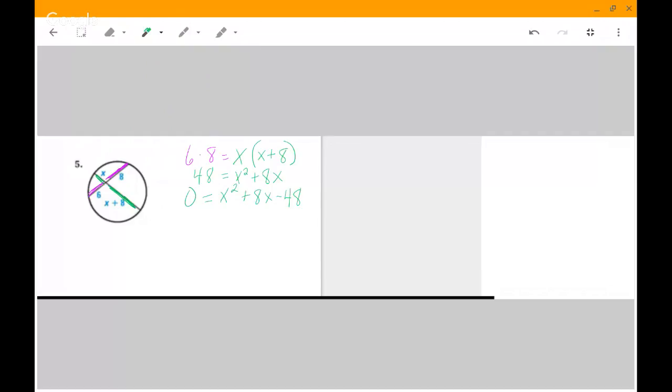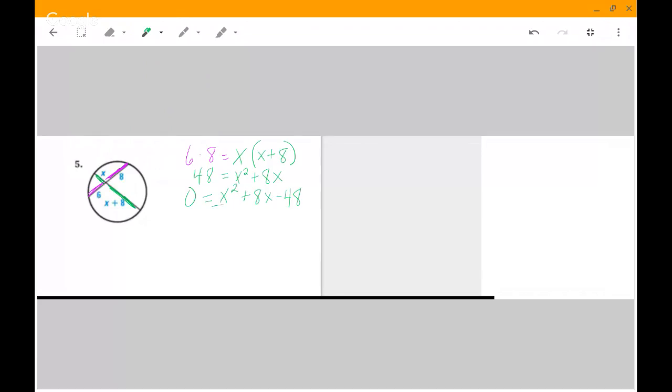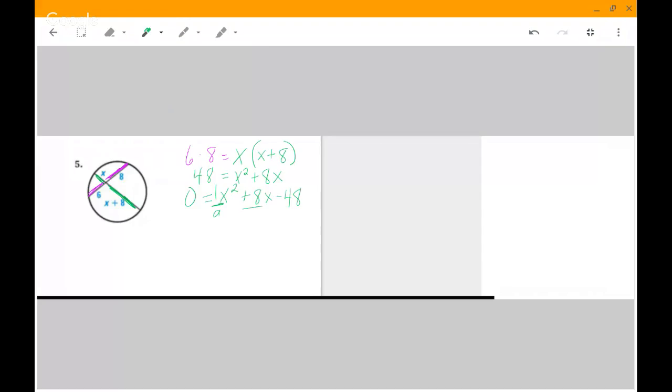This one will also factor, but quadratic will always work. So we need A, B, and C. What's A? 1, and B is 8, and C is negative 48. You got it.